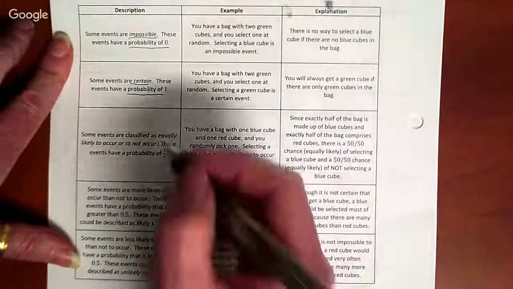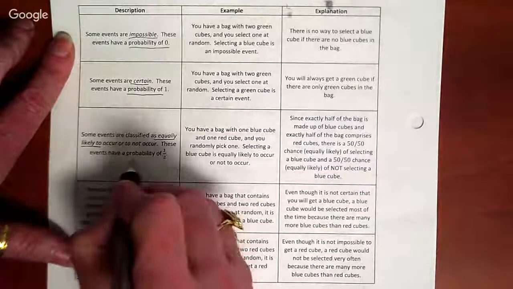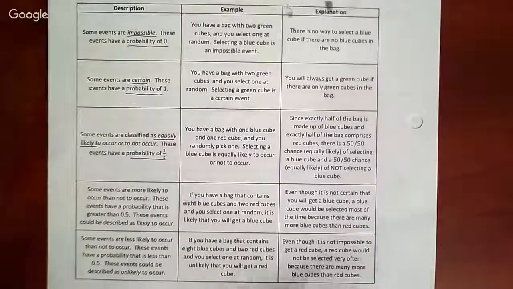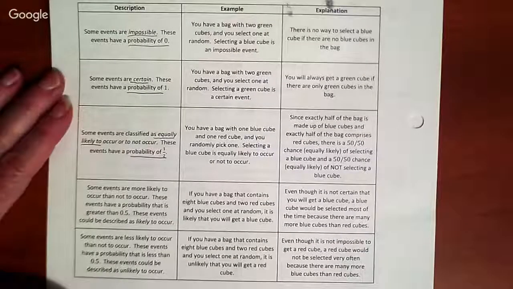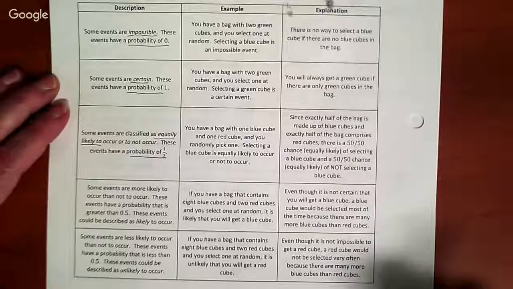Some events are classified as equally likely to occur. These have a probability of 1/2. You have a bag with 1 blue cube and 1 red cube, and you randomly pick one. Selecting a blue cube is equally likely to occur. Since exactly half of the bag is made up of blue cubes and exactly half of the bag comprises red cubes, there is a 50-50 chance, equally likely, of selecting a blue cube and a 50-50 chance, equally likely, of not selecting a blue cube.